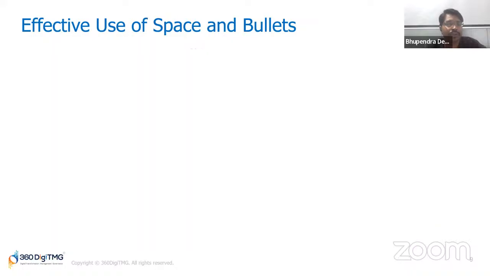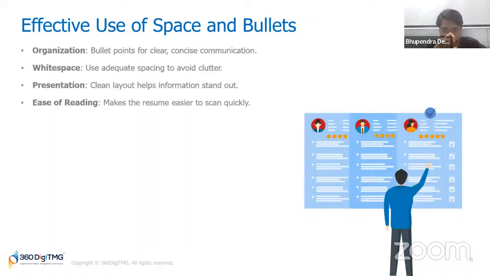Now, talking about effective use of space and bullets, well, bullets keep it organized, right? So, bullet points for clear and concise communication. You need to have enough white space to avoid clutter. Presentation, if you see, the clean layout helps make information stand out. And of course, talking about ease of reading, it makes your resume easier to scan quickly.